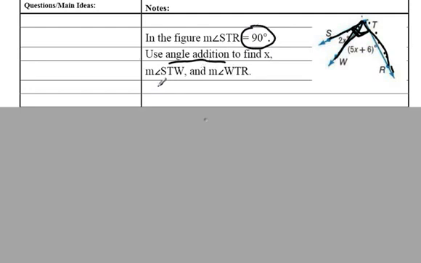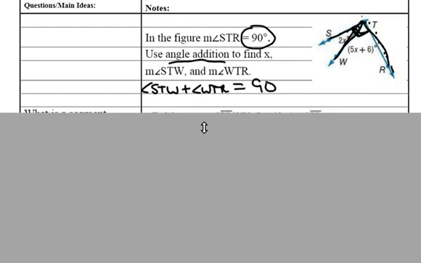So we would set up our equation to say that angle STW plus angle WTR equals STR, S to T to R, which is 90 degrees. So now I'm going to substitute my values in, and I would say 2x plus WTR is 5x plus 6 equals 90. And now I'd like for you to solve the equation to find x, STW, and WTR.